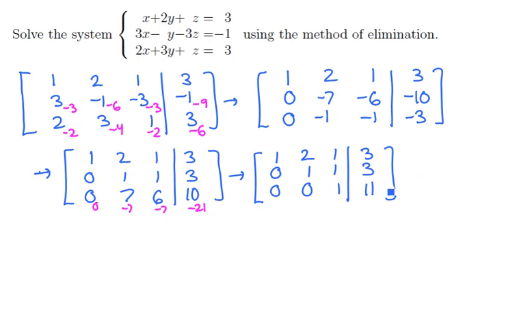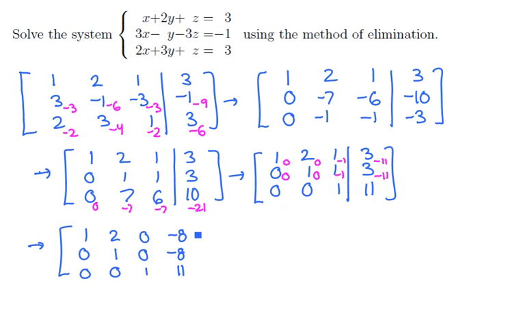Now, if I take the bottom row and scale it by a minus 1, I could add it to the two rows above it to get zeros in that third column. Specifically, the bottom row multiplied by negative 1 gets me 0, 0, minus 1, minus 11. And I could add this to both of the rows above it to obtain the matrix 1, 2, 0, minus 8, 0, 1, 0, minus 8, and 0, 0, 1, 11.